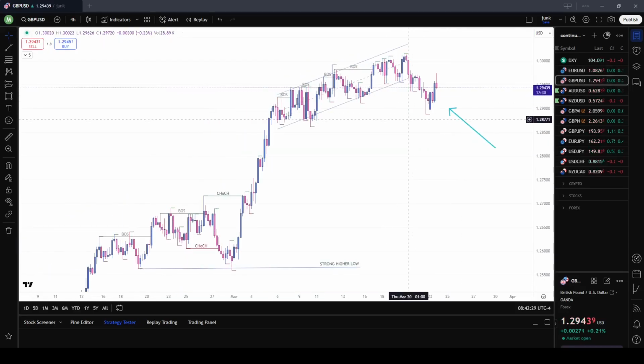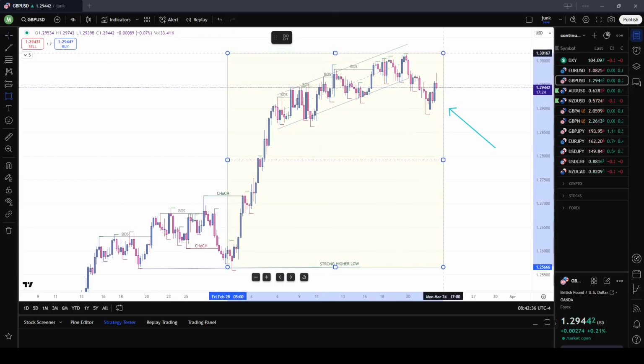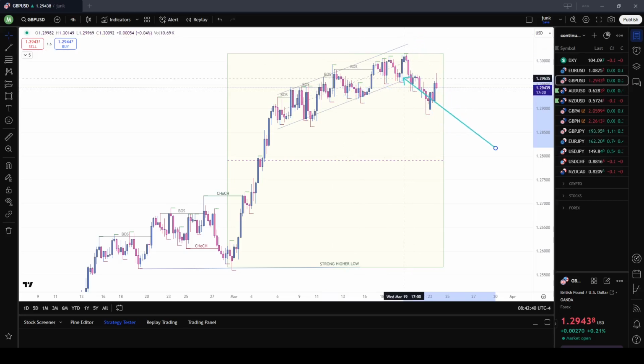GBP USD. Let's go ahead and map out the current range. So similar situation, it was in an ascending upward channel, and it started to break down, taking out some of the lows, some of the liquidity under the lows of the channel.